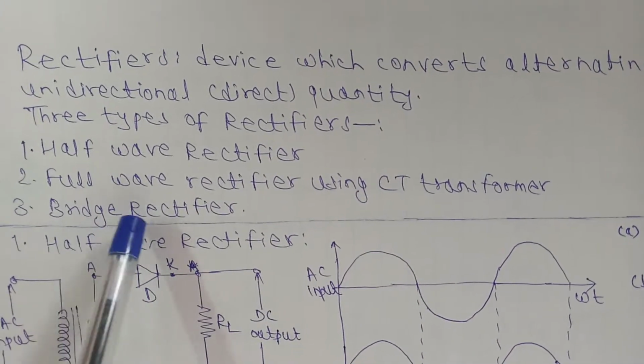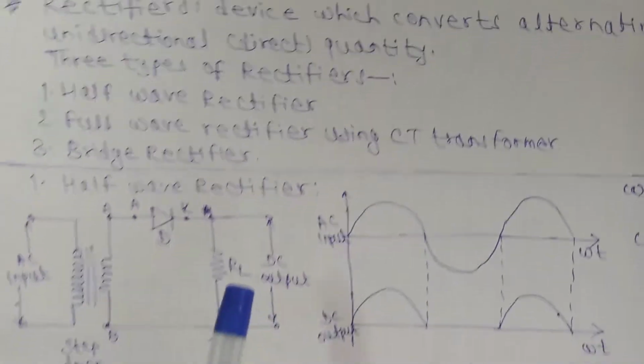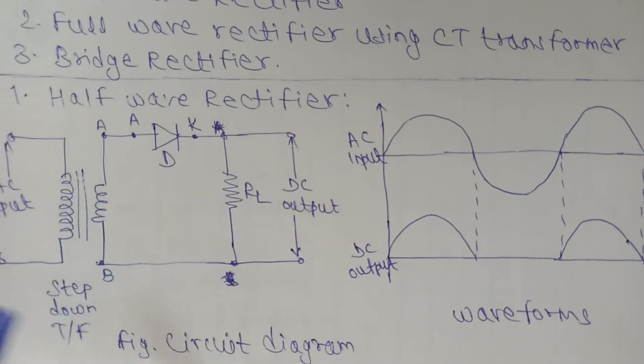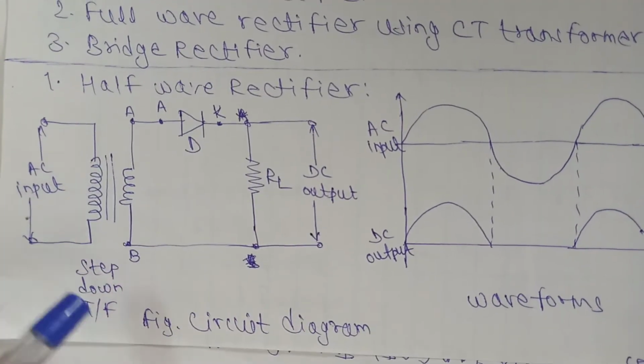And third is the bridge rectifier. Now we'll go for the first type of the rectifier, which is the half wave rectifier. First we'll study the circuit diagram.